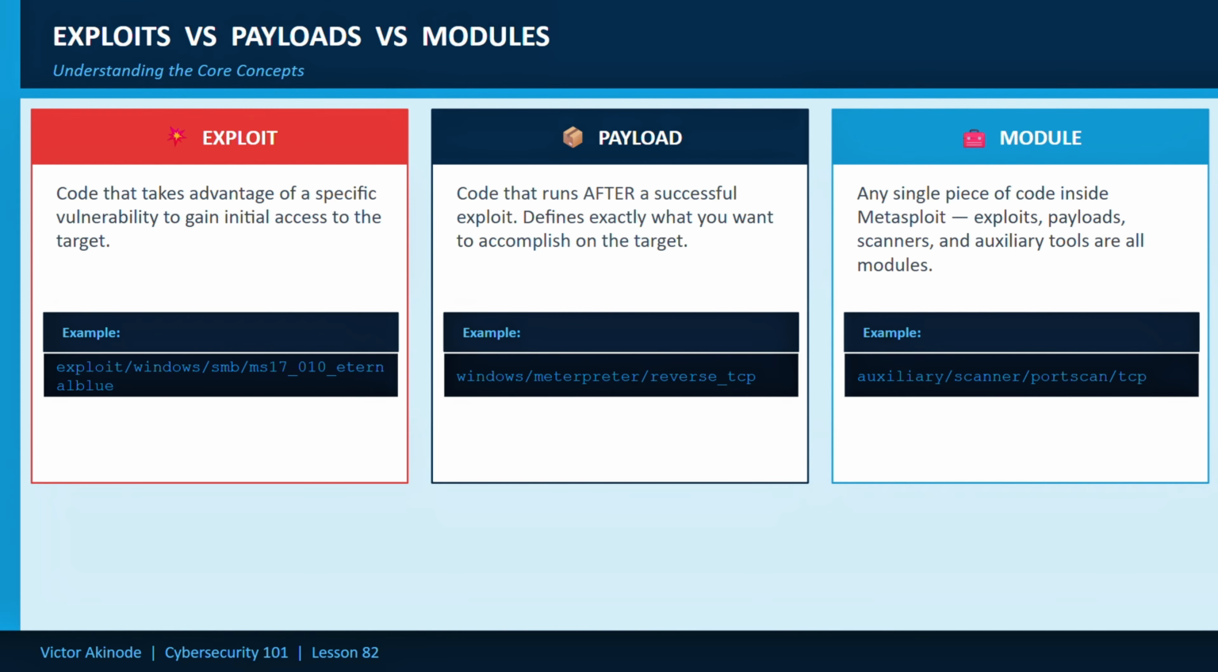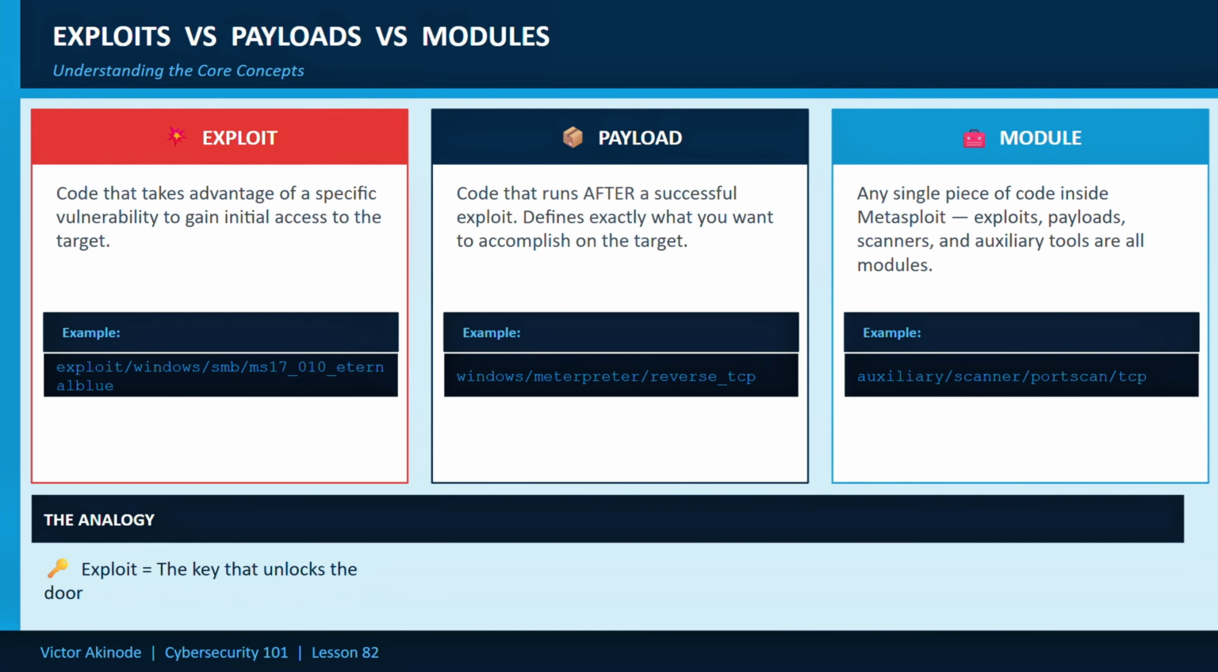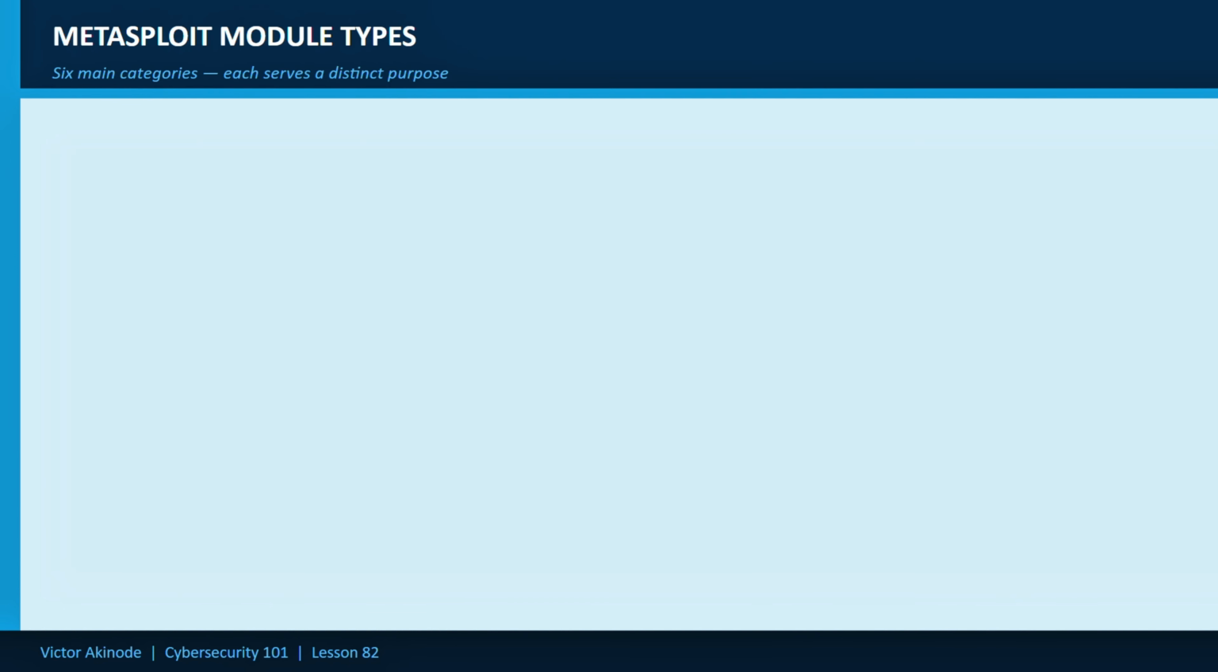A module is any piece of code in Metasploit. This includes exploits, payloads, scanners, and auxiliary tools. I also want to add that everything in Metasploit is a module. Here is a helpful analogy. The exploit is just like the key that unlocks the door. The payload is what you carry through the door once it is opened, and a module is any tool in your Metasploit toolbox.